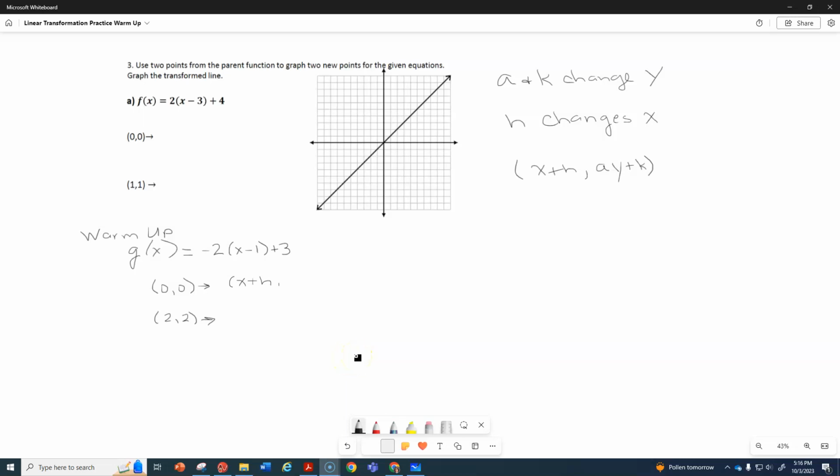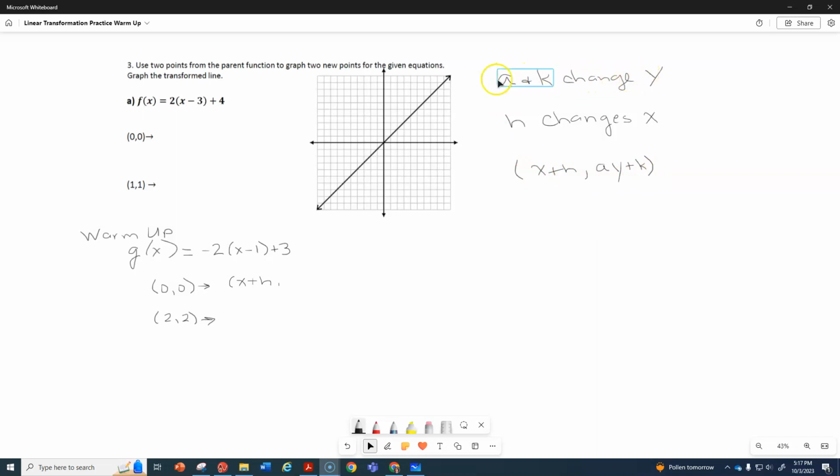So for the third part of your practice, you are going to be asked to graph the function using the transformations. I've taken 2 points off of the parent function, in this case the 0, 0 and the 2, 2, and I've asked you to show me where each point is going to transform to. In other words, where is this point 0, 0 going to end up if I do these transformations? So there is a formula right here.